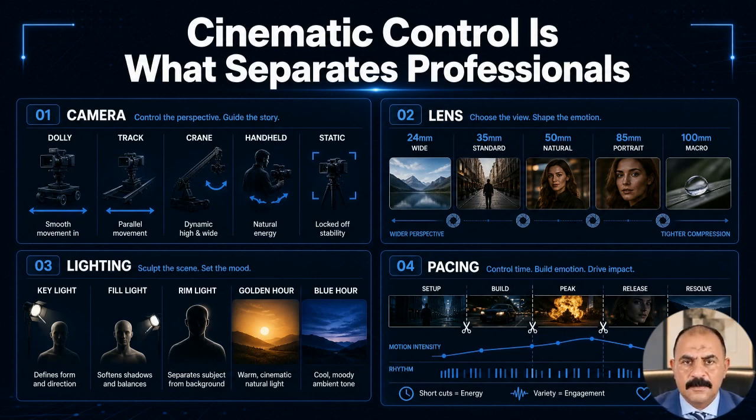Lens choice matters. 24 mm for wide environmental shots. 50 mm for natural human perspective. 85 mm for portraits that isolate the subject. 100 mm for detail and texture. Lighting is mood. Key light for the subject. Fill for shadows. Rim for separation. Golden hour for warmth. Blue hour for mystery. And pacing. Fast cuts for excitement. Long holds for reflection. Master these 4 elements and your AI videos look like they came from a film studio.